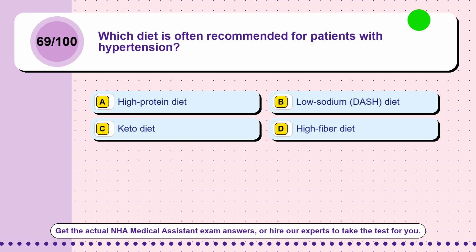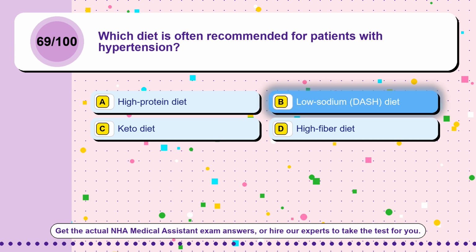Question 69. Which of the following conditions is characterized by a dangerous drop in blood volume, causing pale skin, rapid pulse, and hyperventilation? Option A. Hypovolemic shock. Option B. Septic shock. Option C. Anaphylactic shock. Option D. Cardiogenic shock. The correct answer is option A.